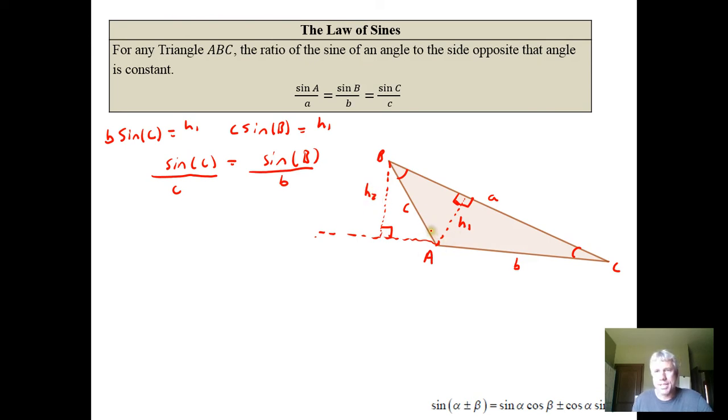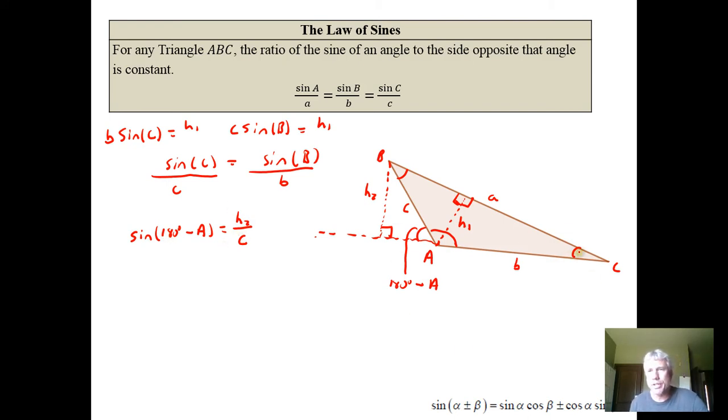If this is angle A right here, then because I have a straight angle, a 180 degree angle, this angle right here is going to be 180 degrees minus angle A. And what I see from this is that the sine of this angle, 180 degrees minus A, is equal to the side opposite that angle, which is height 2, over the hypotenuse of this right triangle, which is side length C. So I get this relationship.